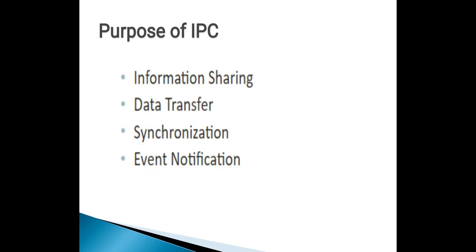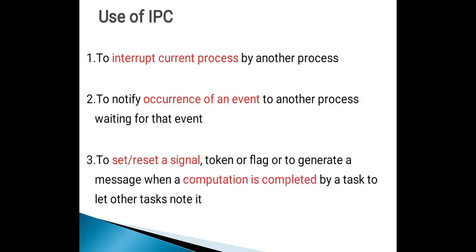Now we'll see the purpose of interprocess communication. So it has been used for information sharing, data transferring, synchronization, and even notification. Now we will see the use of interprocess communication. We have got 5 uses, mainly 5 uses.